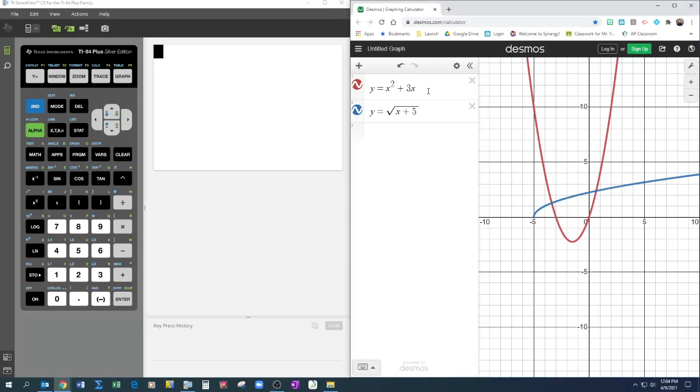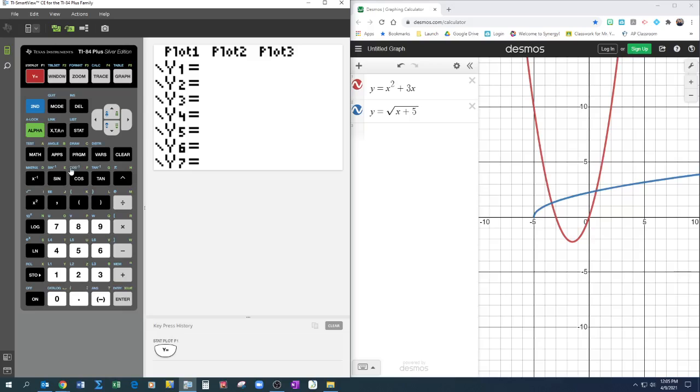So here we're going to deal with these two functions, y equals x squared plus 3x, and y equals the square root of x plus 5. As you can see, we're dealing with this region right in here, and where they're intersecting is clearly not at integer points. So let's go ahead and deal with that real quick.